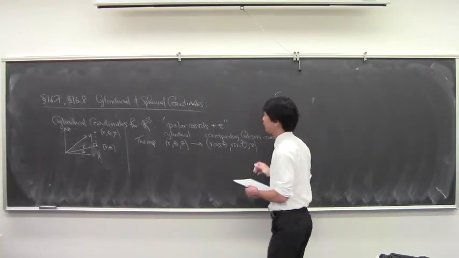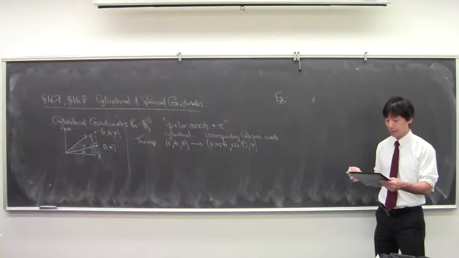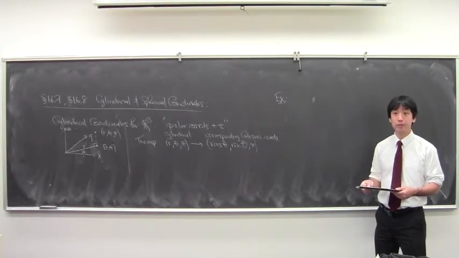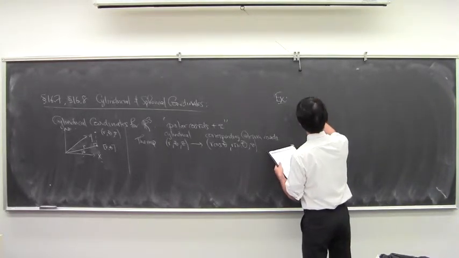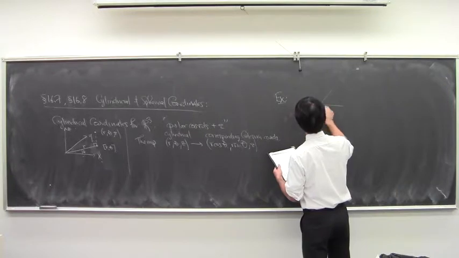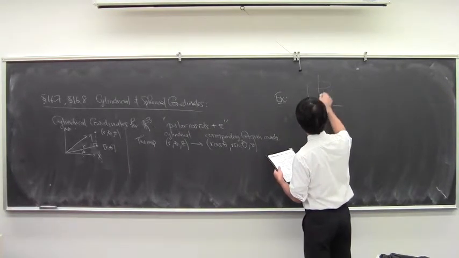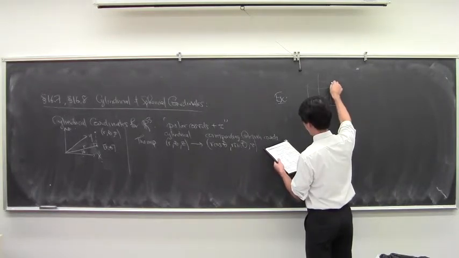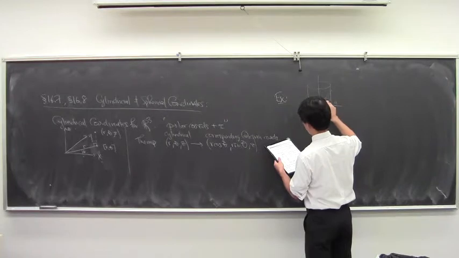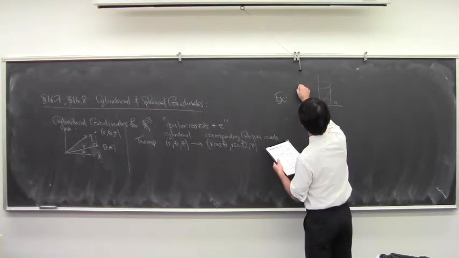Okay. So the point of using these coordinates is, of course, that some things are easier to describe using these coordinates. So, of course, if you have a cylinder of radius a, between heights h1 and h2.